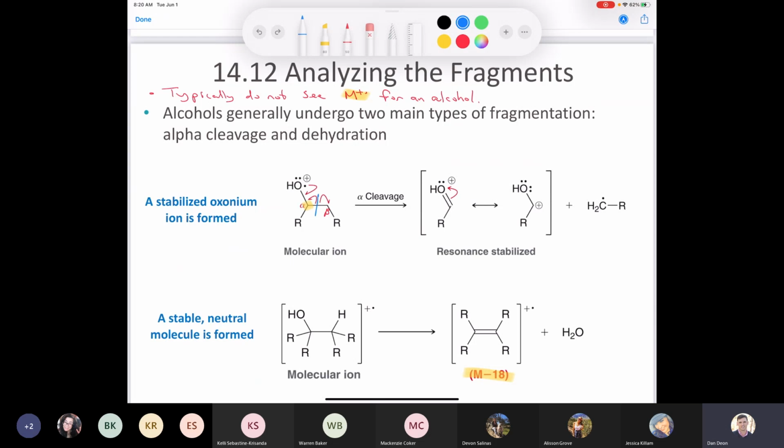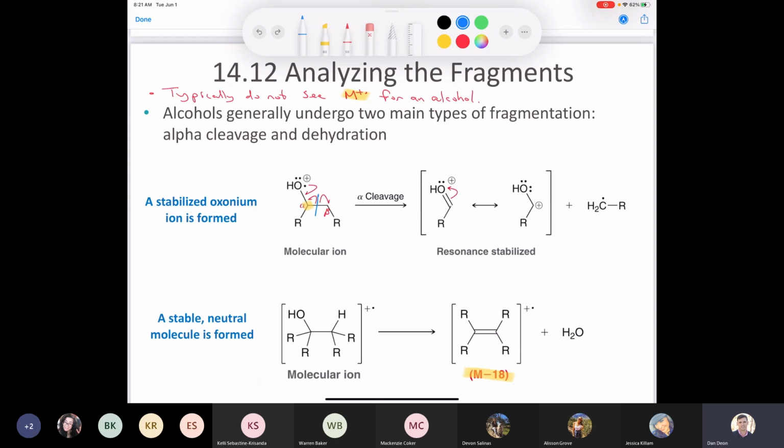So again, with an alcohol, typically don't see the molecular ion. Typically, that doesn't mean in every case, right? What does typically mean? It doesn't mean 100% of the time. It means a lot of the time. Okay. We also see alpha cleavage. I showed you how to identify that without drawing any mechanism. Okay, and then loss of water.